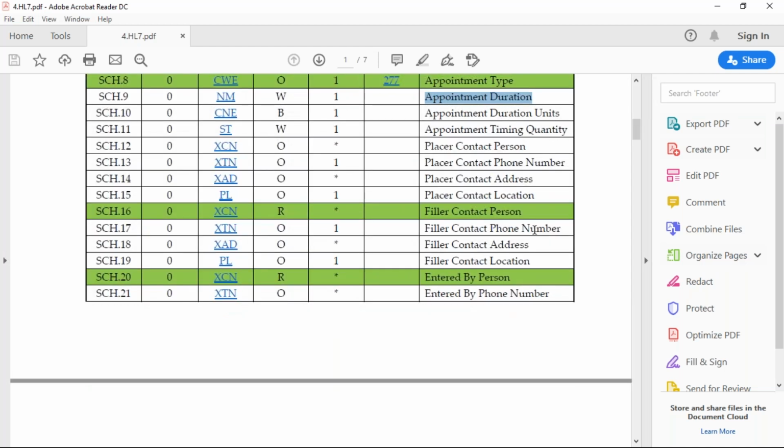Then we have SCH16 and SCH20, which are the filler contact person and the entered by person. This is the receptionist information, whoever is scheduling an appointment for the patient. That will be captured in the PM system, and sent down the line to destination systems like the EHR system or any other systems.